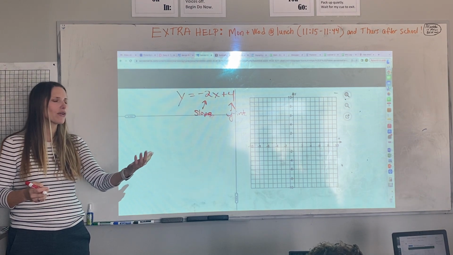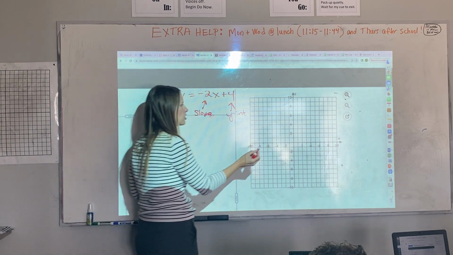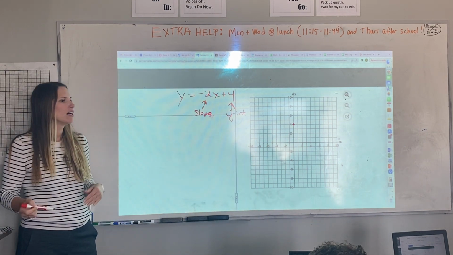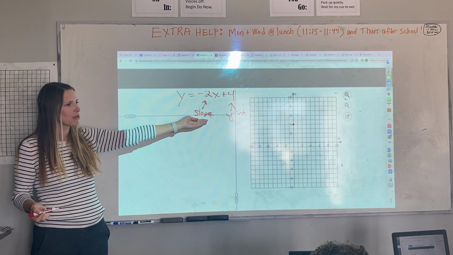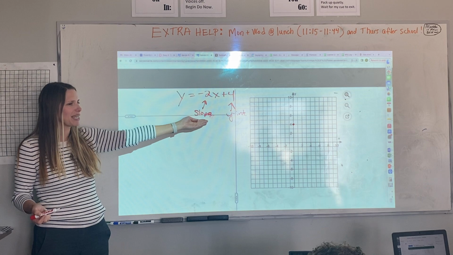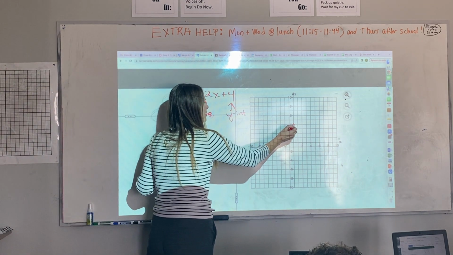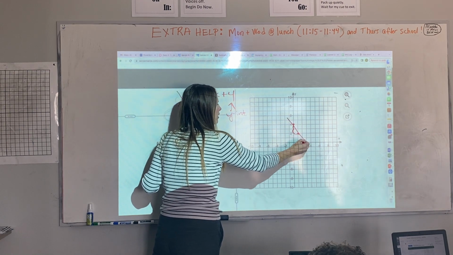Okay, Lex, what do we use first? The y-intercept. Good, it's +4, so we plot a point at +4 on the y-axis. Tell me what we do with our slope. You go down 2, and then you go right 1. Bada bing, bada boom, there's your line.